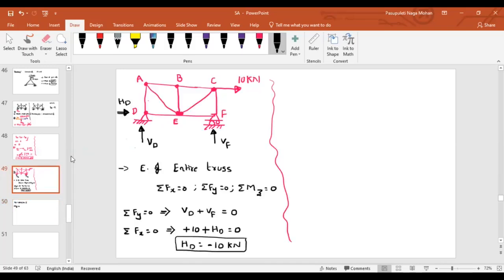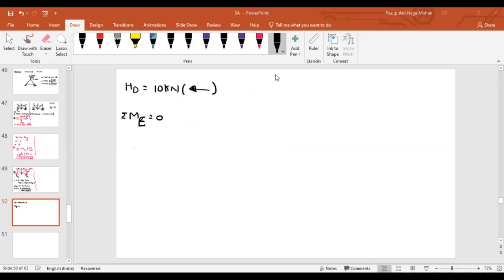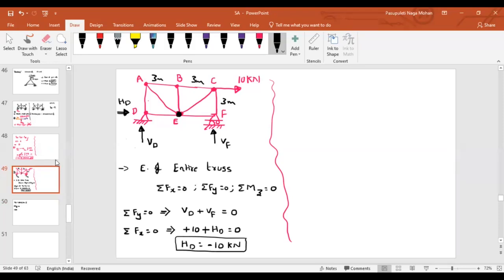Let us assume that clockwise moments are positive. Now tell me the summation of moments at this point. Because of this 10 kilonewton, this is 3 meter, so 10 into 3, right? 30. And it is in which direction, clockwise or anti-clockwise? Clockwise. So if I assume clockwise is positive, then here I will say plus 10 into 3. Because of the reaction F, what is the moment at point E?